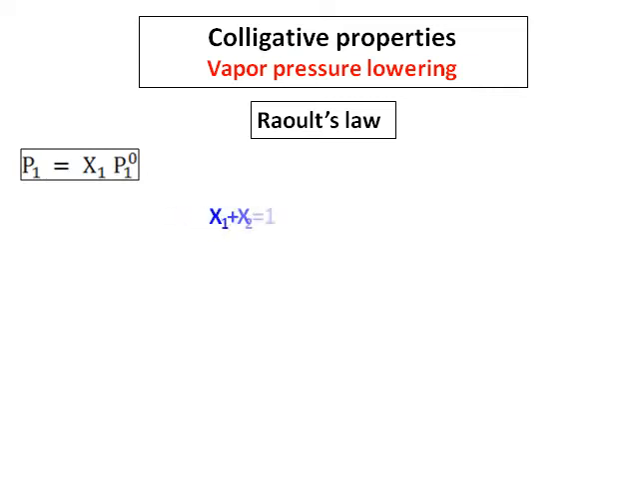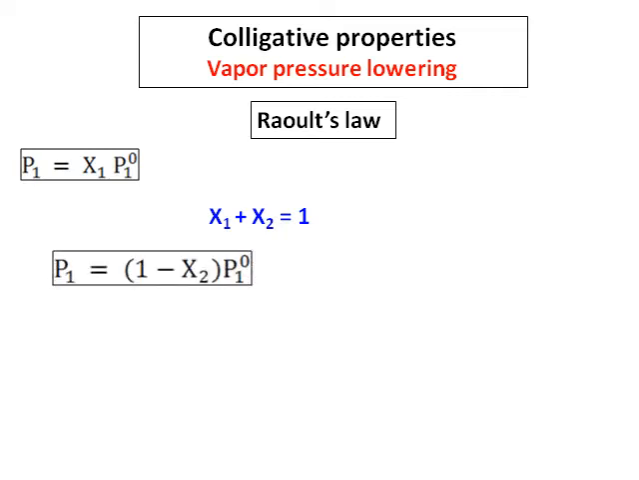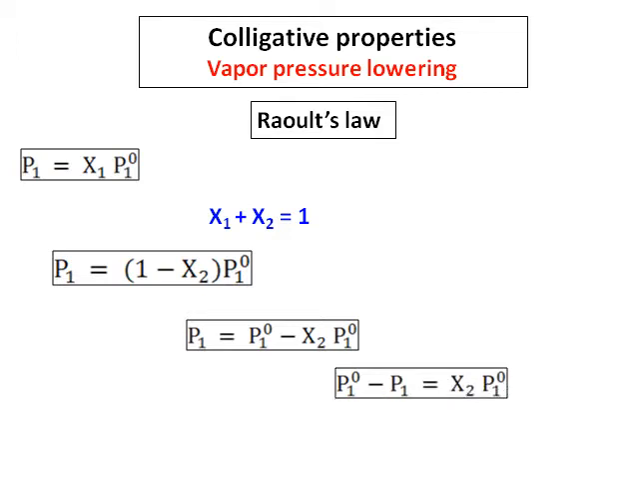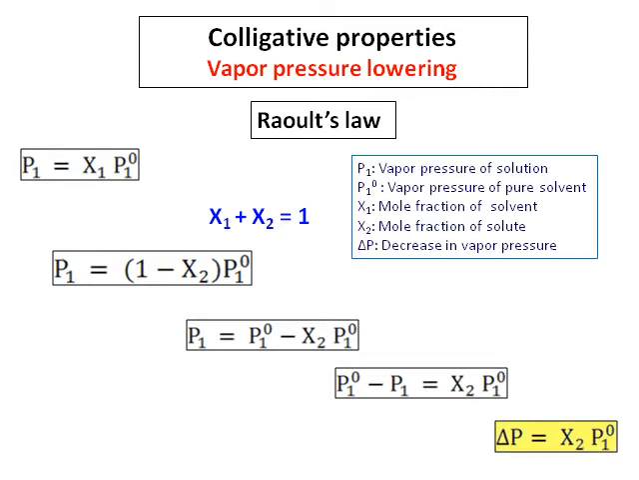Now we know that the mole fraction of the solvent X1 plus the mole fraction of the solute X2 is equal to 1. Therefore, instead of X1, I can write 1 minus X2. So I get P1 equals (1 minus X2) P10. When you rearrange the equation, I get the change in vapor pressure, delta P, equal to X2 P10. In other words, vapor pressure depression or lowering is equal to the mole fraction of the solute times the vapor pressure of the pure solvent.